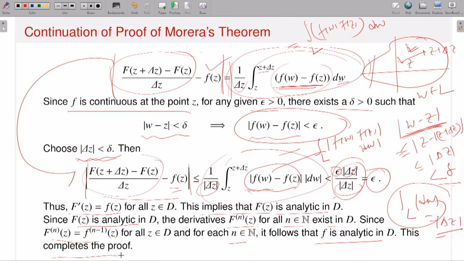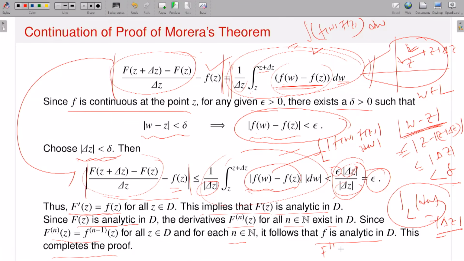Correct? So therefore it is okay. F prime of z is equal to small f of z. That means I am proving that capital F is analytic. Now since capital F is analytic, all the derivatives of capital F exist and are also analytic. If I take the second derivative, it exists because F prime exists, and that is also analytic. That means F prime is analytic, F double prime is analytic, and so on and so forth. So therefore my function f is analytic.